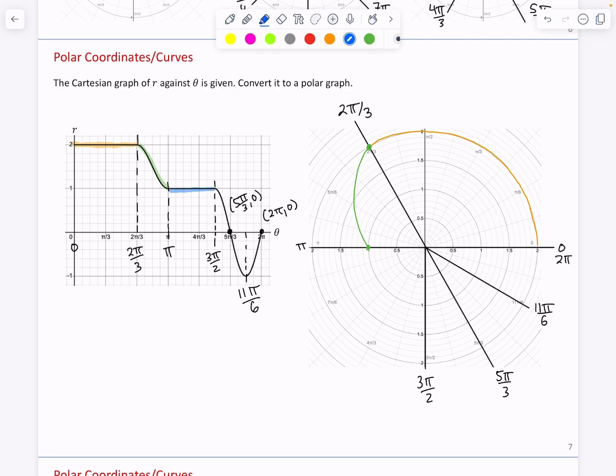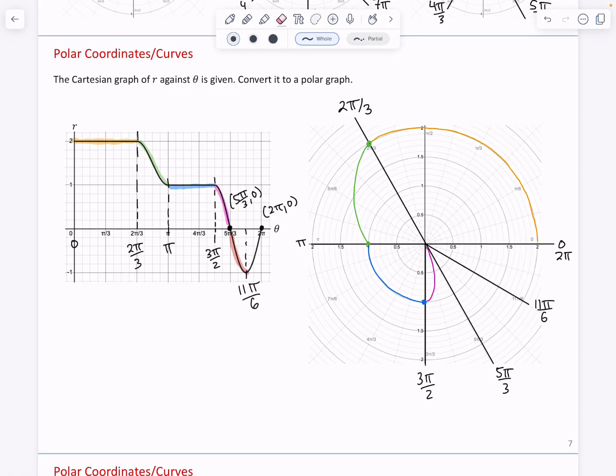Now let's do this blue portion of the curve. As the angle sweeps from pi to 3 pi halves, the radius becomes constant again, constant 1. So again, a portion of a circle. Okay, let's do this pink portion. Between angles 3 pi halves and 5 pi thirds, the radius quickly decreases from 1 down to 0. So as we sweep through this portion, the radius will quickly shrink to 0.